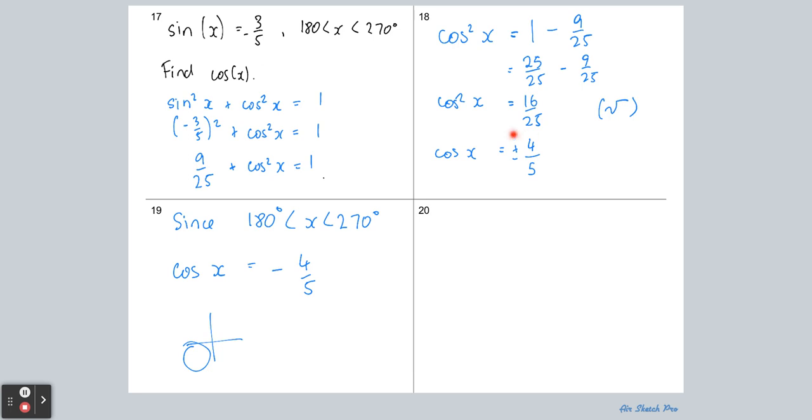So if this was a test and you wrote plus or minus 4/5, you'd lose probably half a mark, maybe a whole mark. To get full marks, you would have to write something like this, or write negative 4/5 and plus 4/5 and then put 4/5 is wrong, or something like that. Some way of saying that you understand that although there are two solutions, only one of them is correct. Okay, that should be enough to get you going.